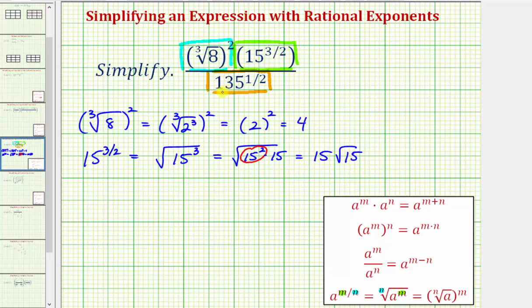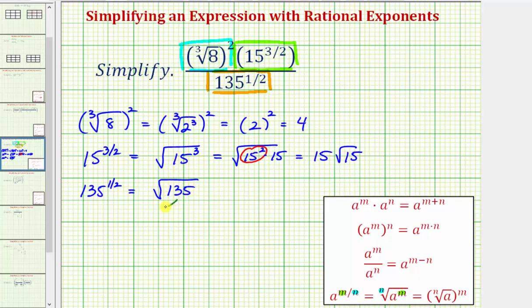And now let's go ahead and simplify 135 raised to the power of 1 half. So 135 raised to the power of 1 half in radical form. Again, because the denominator of the exponent is 2, we're going to have the square root of 135 raised to the first, because the numerator of the rational exponent is 1. But when the exponent is 1, we know we can leave it off. So we want to determine if 135 has any perfect square factors.